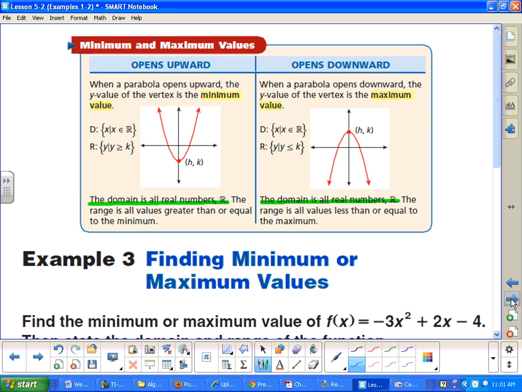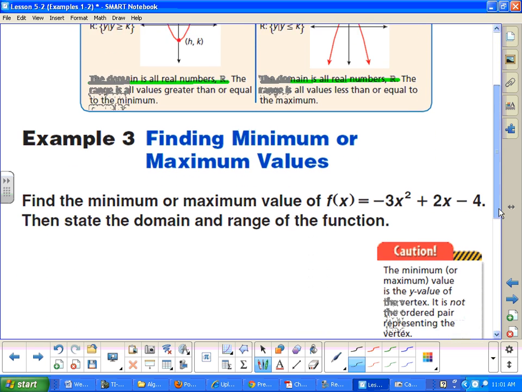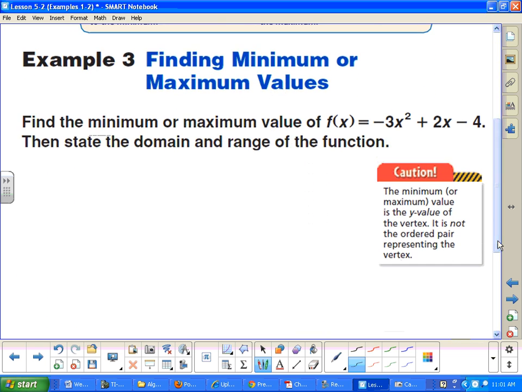So if they ask you about domain and range, domain is always all real numbers for parabolas. In the range, if it has a minimum, y is greater than or equal to that value of k. If it has a maximum, y is less than or equal to that value of k. So where we've used h and k before, we're using k again here. That same exact k, just like the one we used in lesson 1. So they want us to find the min or max values and state the domain and range.